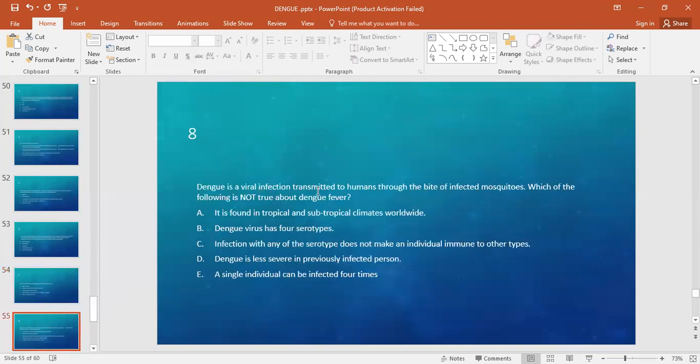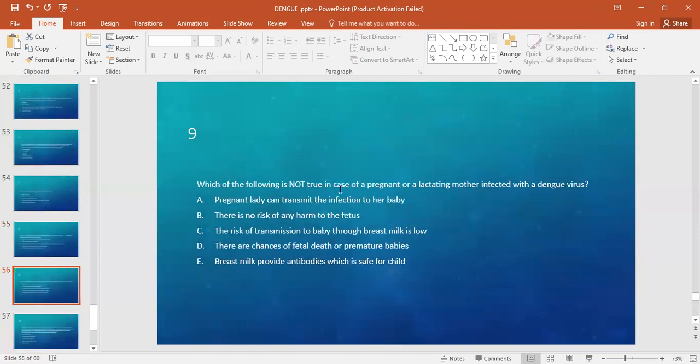Dengue is a viral infection transmitted to humans through the bite of an infected mosquito. Which of the following is not true about dengue fever? It is found in tropical and subtropical climates. Dengue virus has 4 serotypes. Infection with any type of serotype does not make an individual immune to other types. Dengue is less severe in a previously infected person. A single individual can be infected 4 times. D is the right answer. Dengue is less severe in a previously infected person.